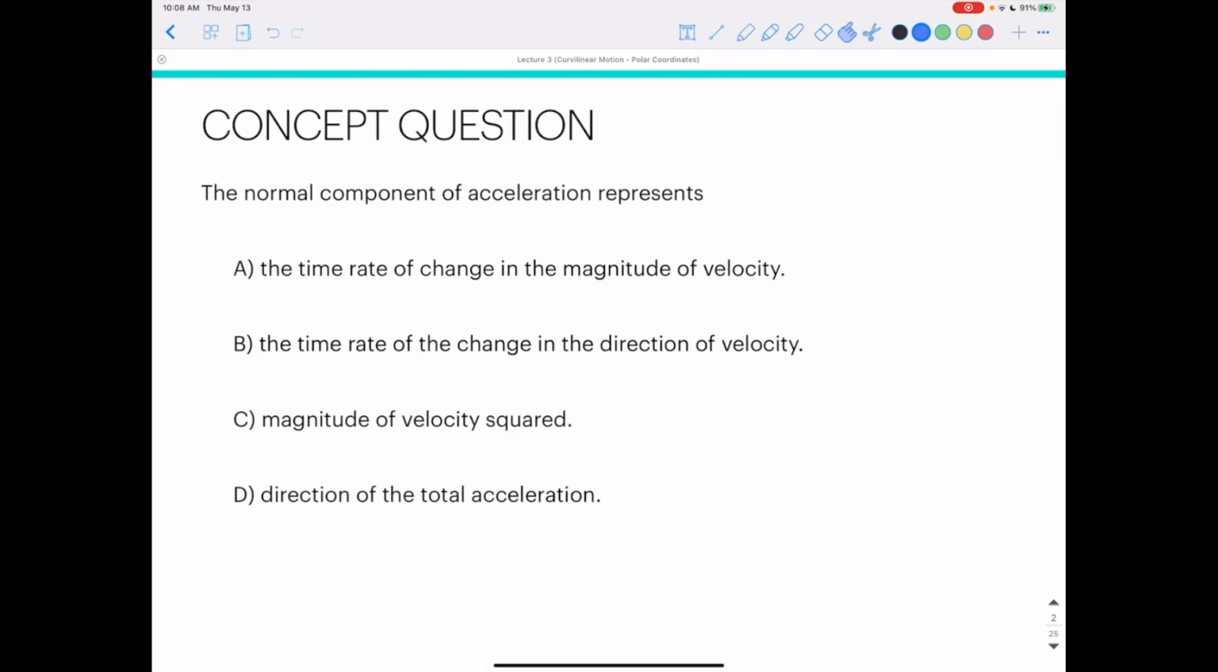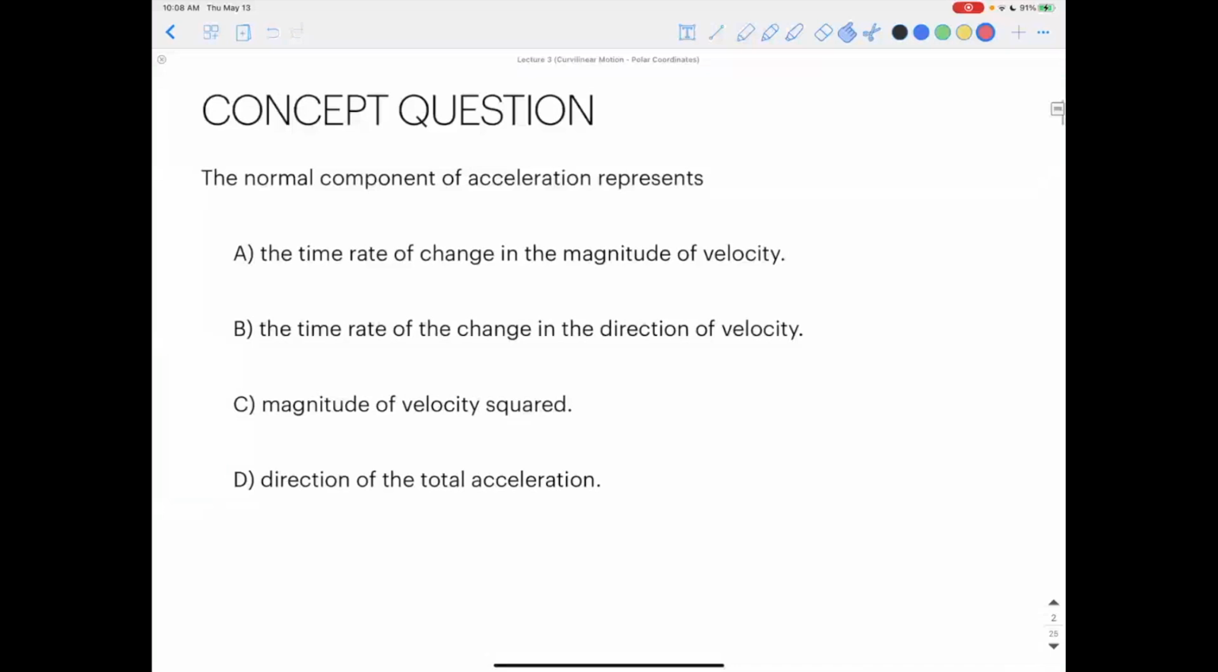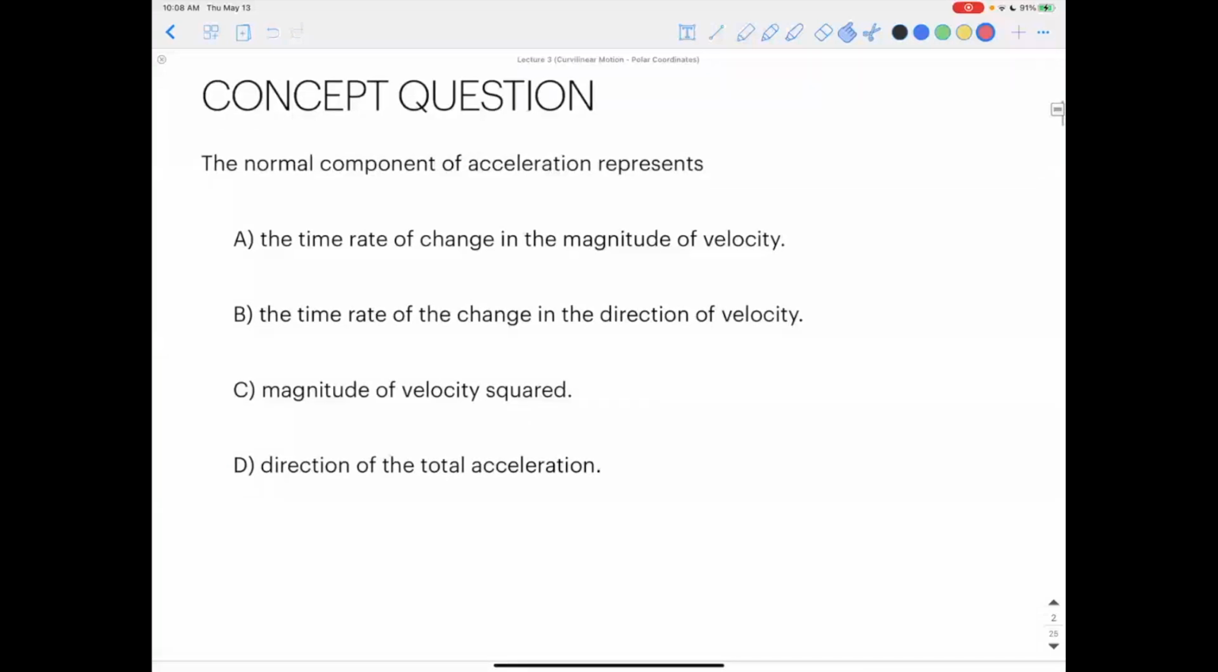Yeah, so the correct answer here is B. C is almost the correct answer, except if we had the magnitude of the velocity squared divided by the radius of curvature, then that would be how you would calculate that normal component of acceleration, but it's not quite. So the correct answer here is B.